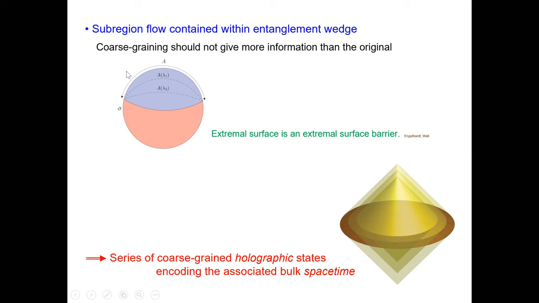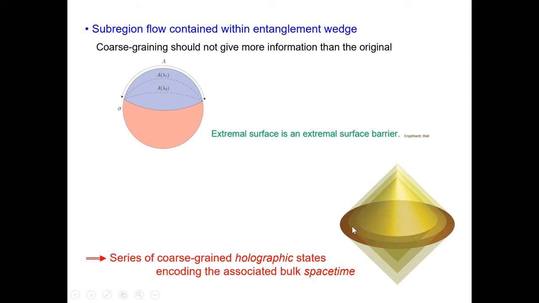The information in region A is not more and not less than what is contained in that region. So if you do the small step, it should not go beyond. That's guaranteed, because an extremal surface is a barrier for any extremal surface, as proved by Engelhardt and Wall. So it never happens. By splitting it, you don't gain more information. And you can do really literal coarse graining. It's not done uniformly; if you choose, you can do a position-dependent renormalization, and that's also consistent. So you just have a boundary, then you move in by renormalization.